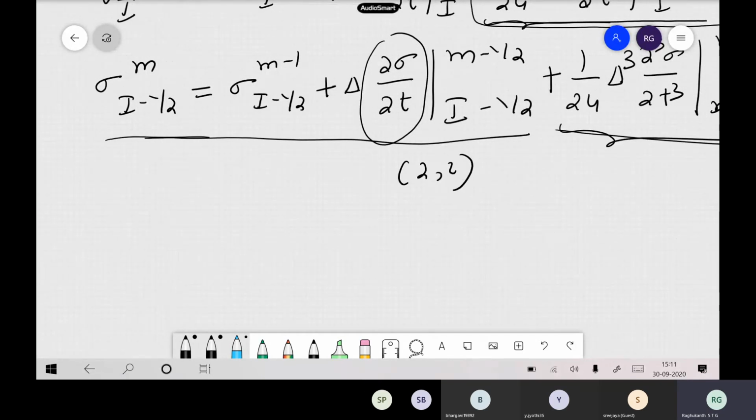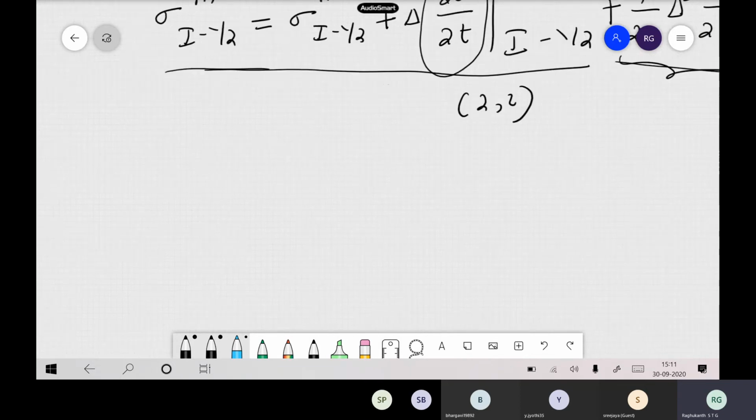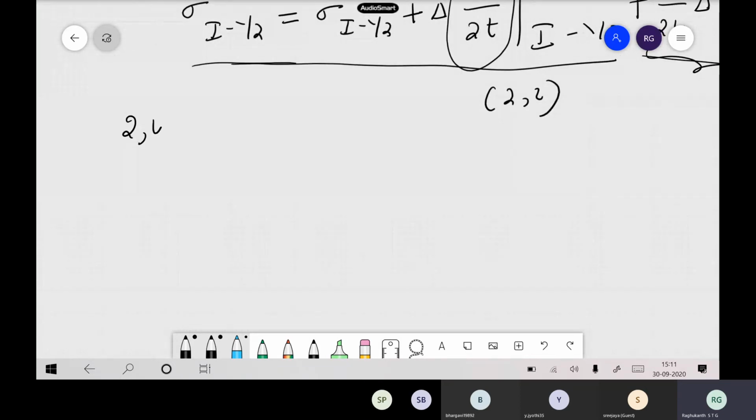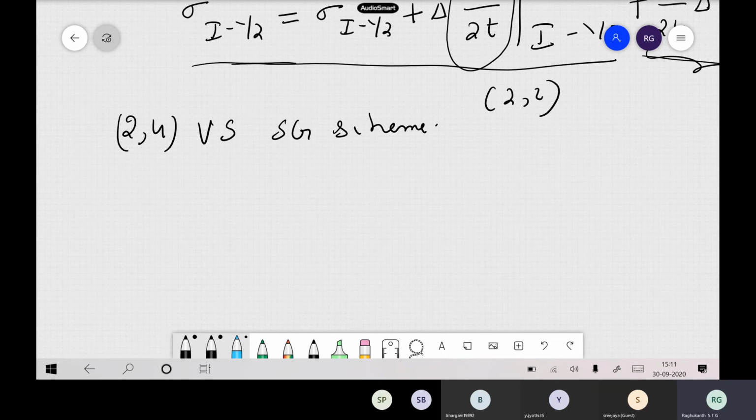So now if you incorporate the terms also, then we can use these higher order derivatives also. For example, if you see this 2-4 scheme, the velocity stress staggered scheme, we say. So these are the terms we have set here. Now for this scheme, we do like this.